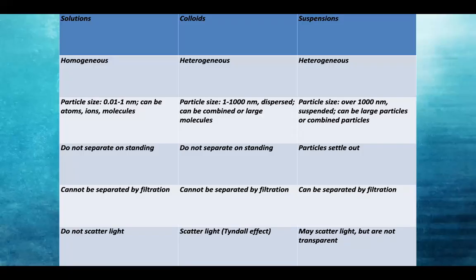So here is a table that distinguishes between solutions, suspensions, and colloids, and they basically go in order of particle size. So we've got solutions, which are 0.01 to 1 nanometer, colloids 1 to 1,000, and suspension over 1,000. Solutions are the only mixture that are homogeneous.